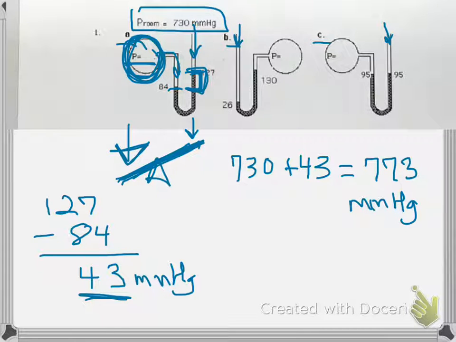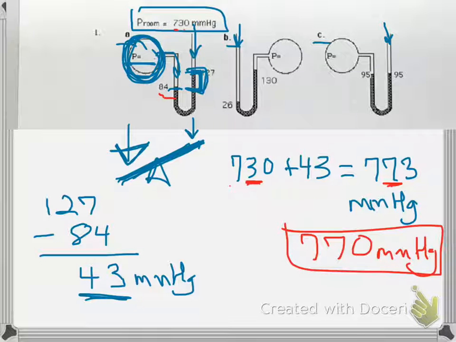But notice here, we only have two significant figures, and here we also only have two significant figures. But since we are adding, this goes to the tens place, so I'm going to round to the tens place. So 770 millimeters of mercury would be our answer. Go ahead and attempt B and C, and then attempt all of number 2.